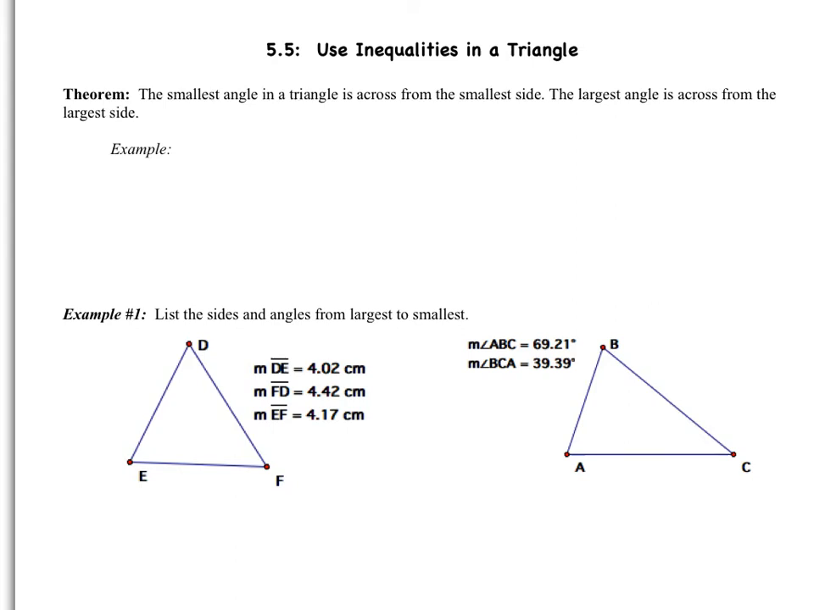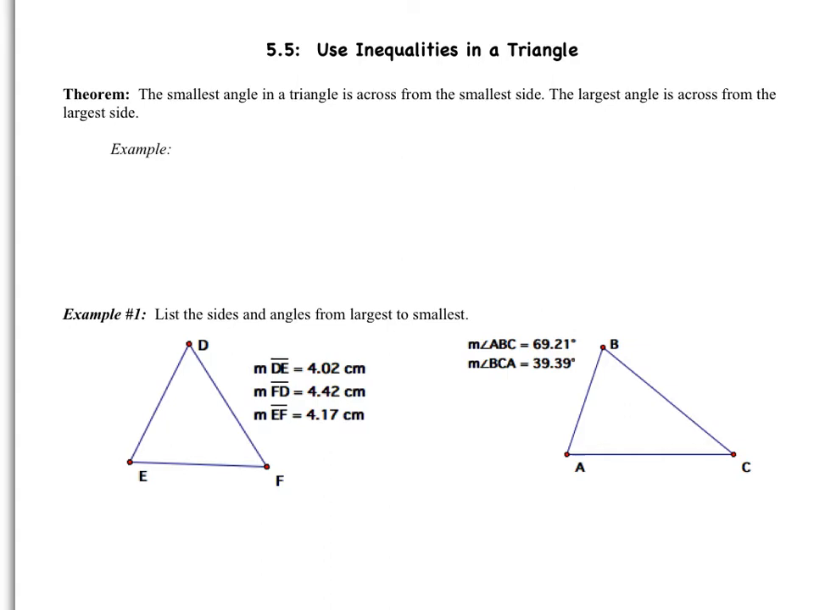Welcome to the 5.5 video, which is use inequalities in a triangle. So we're going to learn two different theorems, and then we're going to apply those theorems. The first theorem is listed at the top. It says the smallest angle in a triangle is across from the smallest side. The largest angle is across from the largest side.